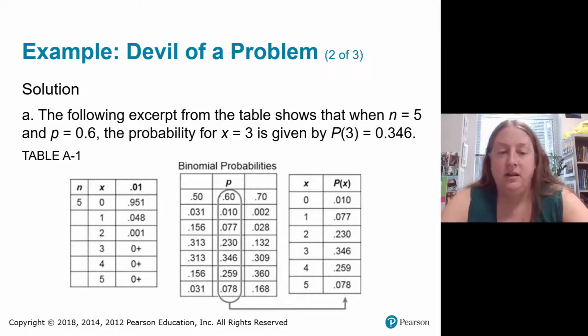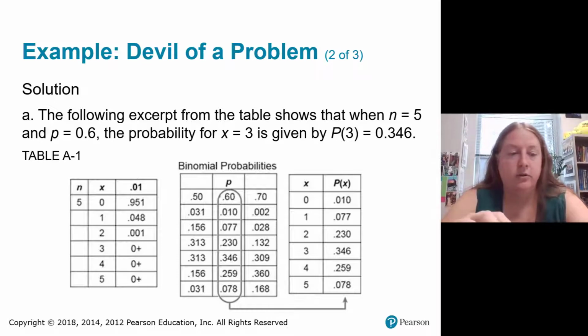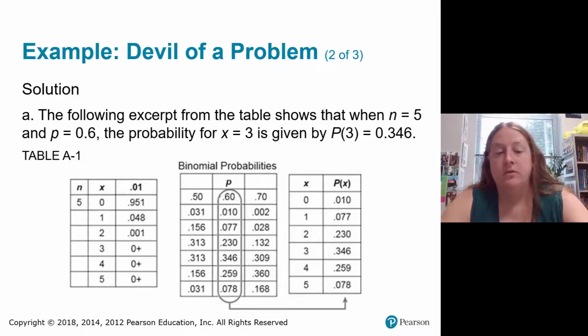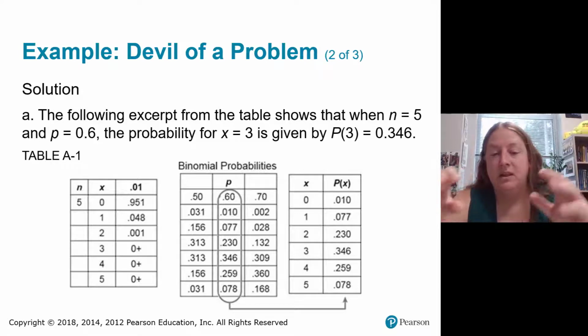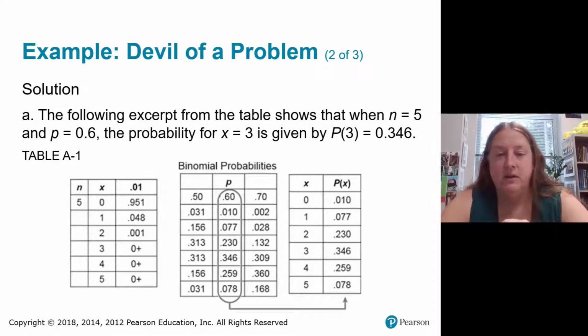So here's the way the table ends up looking. We select n equals 5, we go over to the column of the probability we're interested in, and we end up with the information given in the table on the right. We have x values between 0 and 5, and we have probabilities given for each of those.